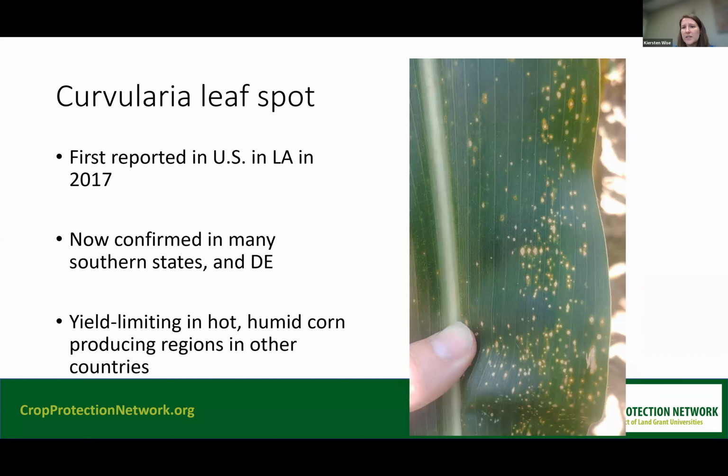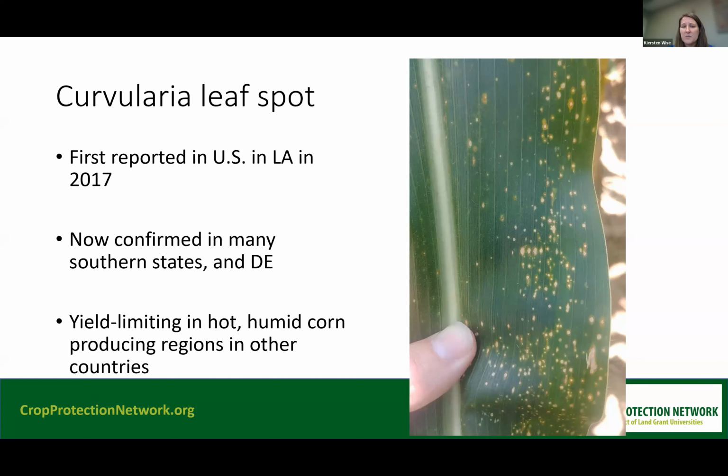Another one on corn that's gotten a lot of attention over the last few years is Curvularia leaf spot. It was a brand new disease to the United States, first reported in 2017. Now it's expanded from that southern tier of states. It's up into Kentucky, and it's over as far east as Delaware now.